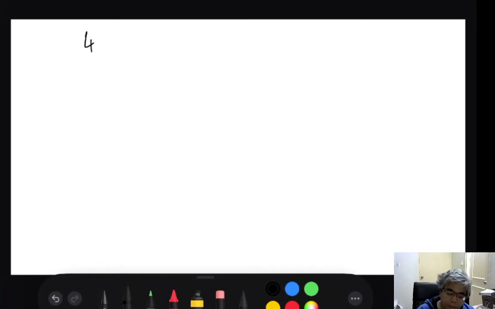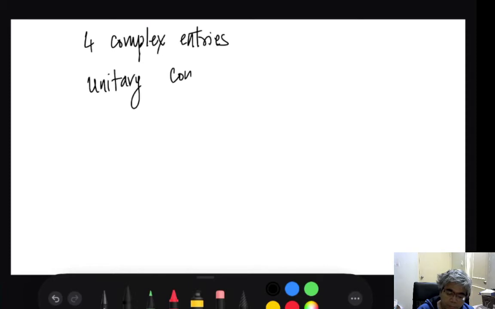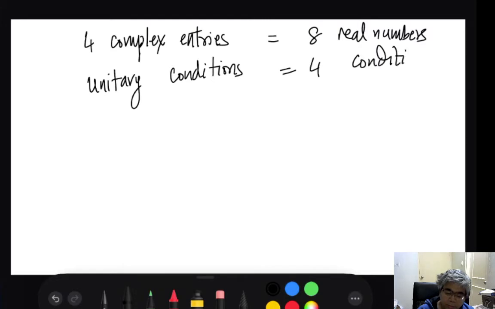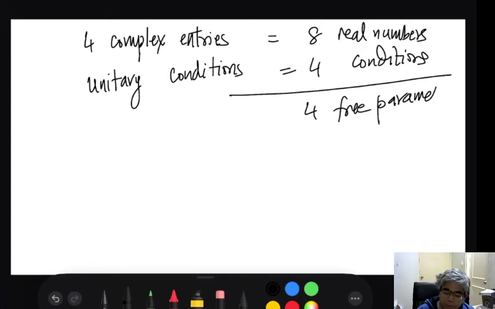The unitary conditions: that is 8 real numbers, which is equal to 4 conditions. So that leaves you 4 free parameters. But you can do more. You can ask, okay. It becomes more and more convenient later on, actually.